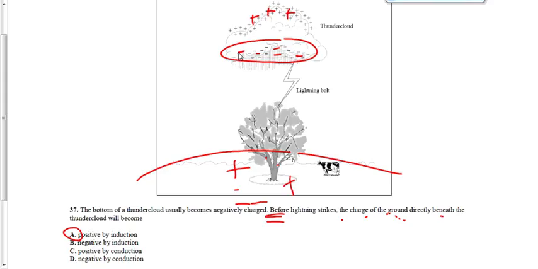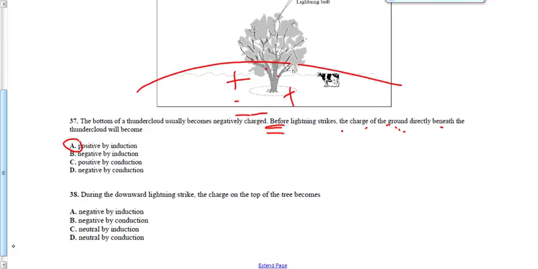Right? 38. It says, during the downward lightning strike, the charge on the top of the tree becomes, during the time these electrons from the cloud are going down to the ground, the top of the tree becomes, who says negative? Who says positive? Yeah, it's negative. And it's negative by, what is it? Conduction, because you're transferring charge from the cloud to the ground. All right? Negative by conduction. The answer would be B for that one.